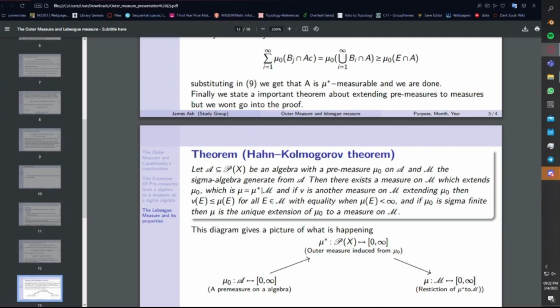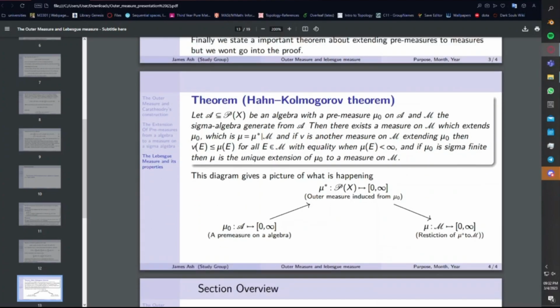And if we have another measure that extends this pre-measure, then it's going to be less than or equal to it for every set in this sigma algebra. And equality can happen if the measure of E is finite. And moreover, if we assume that the pre-measure is sigma finite, meaning that the space can be covered by sets of finite measure, then it is a unique extension of the pre-measure, which is also going to be the case for the Lebesgue measure.